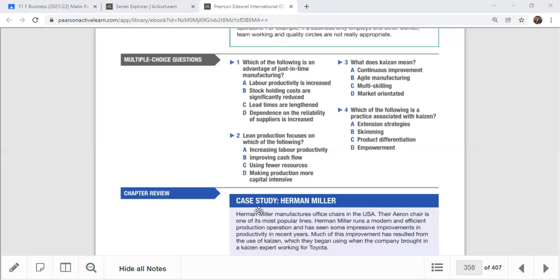Very good. A practice related to Kaizen is empowerment. So what are the other practices related to Kaizen? Empowerment, right? Suggestion scheme, quality circle, right? Multi-skilling. These are the other practices related to Kaizen, right? Okay, let's go to chapter review also.